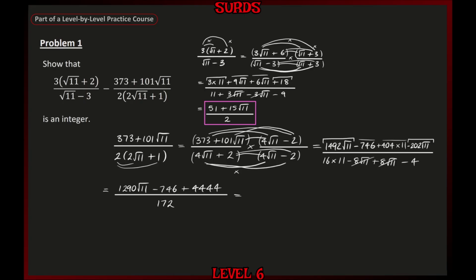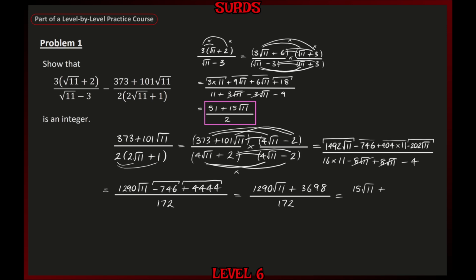Continuing with our simplifying of the numerator, we have 1290 root 11, and minus 746 plus 4,444 gives us plus 3,698, and our denominator is still 172. And they have several common factors. I'm going to jump ahead a little bit and just say that everything can be divided here by 86. So if we divide 1,290 by 86, we get 15. So we have 15 root 11.